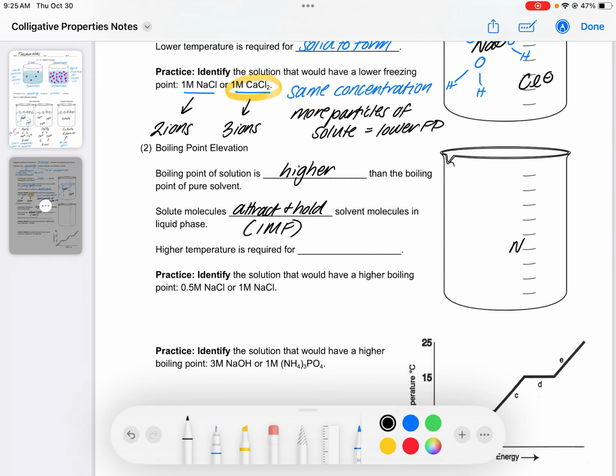So if I'm going to draw, let's say we have NaCl in here again. We have water molecules at play, and we see that there's intermolecular forces between the water molecules and the solute. And so we need energy in order to break these intermolecular forces apart. With the solute, there's just a lot more of those connections, and so it's going to require a higher boiling point. We're going to need more energy, a higher temperature in order for the solution to boil. So a higher temperature is required for boiling to occur.